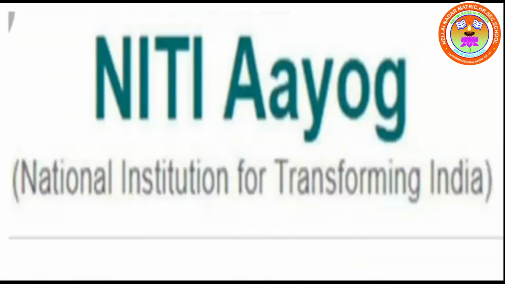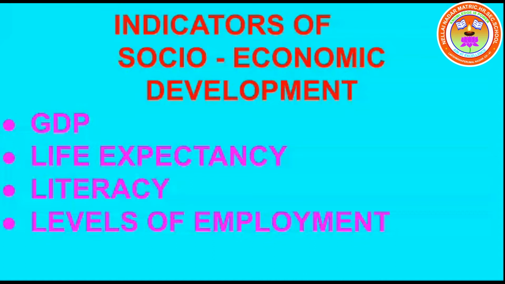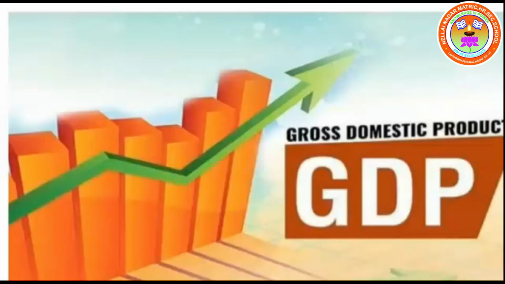Socio-economic development is measured with indicators such as GDP, life expectancy, literacy, and levels of employment. Gross domestic product, GDP. GDP supports in developing socio-economic development. The proportion of GDP by the industrial sector, both private and public sector, has increased. It results in increasing government funds and increased public spending.